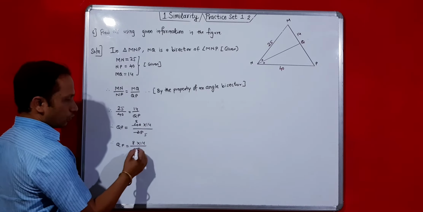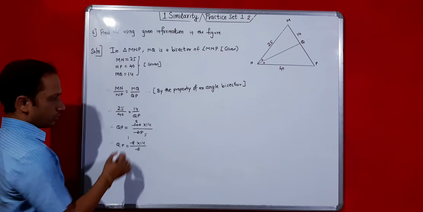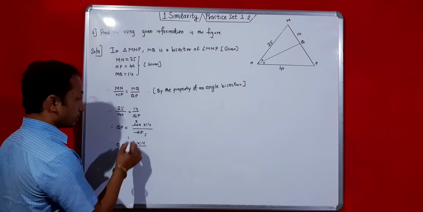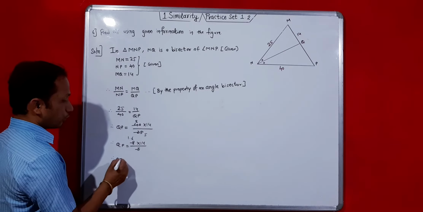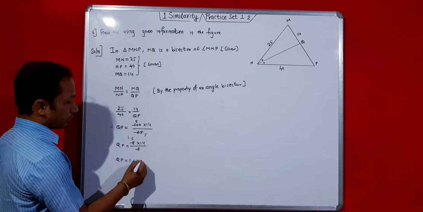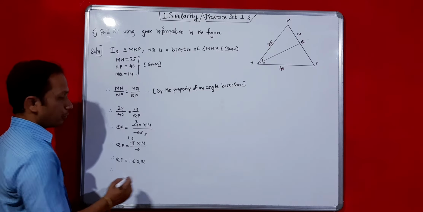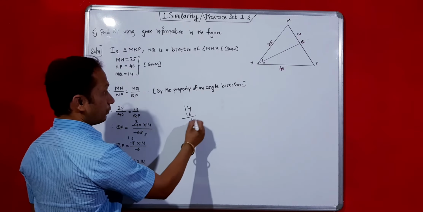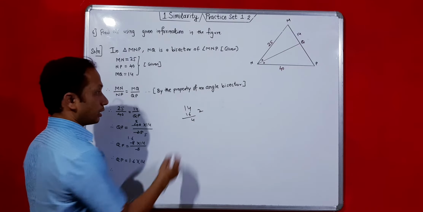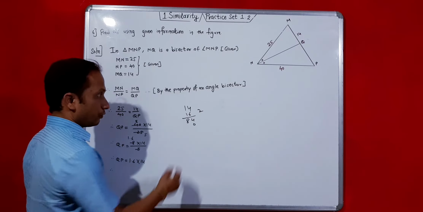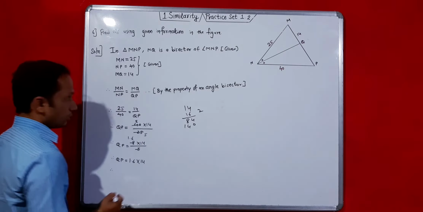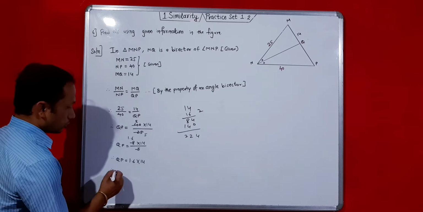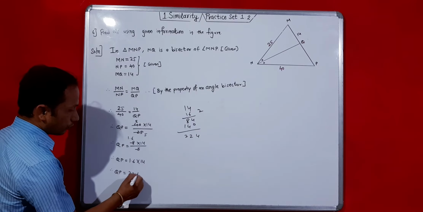So 5 ones are 5, and 3 is remaining, so 30, it becomes 35, 6. So 1.6, QP is equal to 1.6 into 14. Therefore QP, just multiply this. 4 sixes are 24, then 6 ones are 6, and this is 8. Carry the 0, 4 ones are 4, and this is 1. So if I add this 4, then this is 2, and this is 2. So QP is equal to 22.4 units.